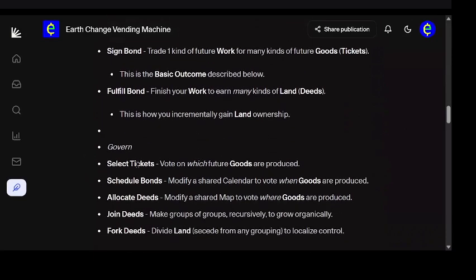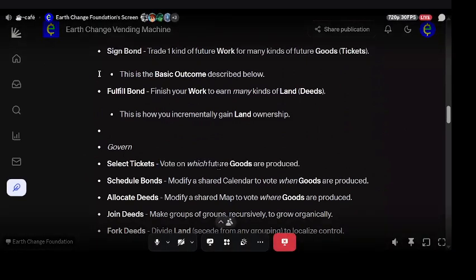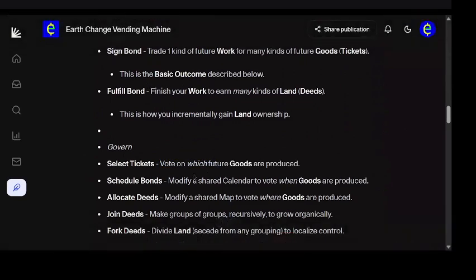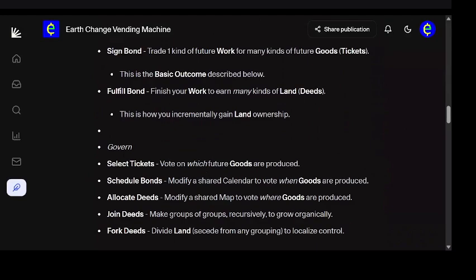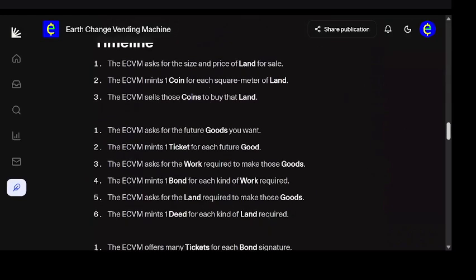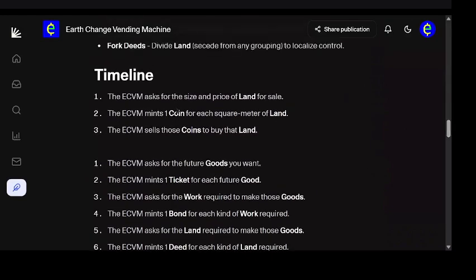And the building actually starts with selecting tickets, which is where you figure out what goods you want produced in the future, like bread and honey and stuff. And then the ECVM will mint those tickets, and then you sell those. Oh, this is maybe the better way of doing it. This is all screwed up.